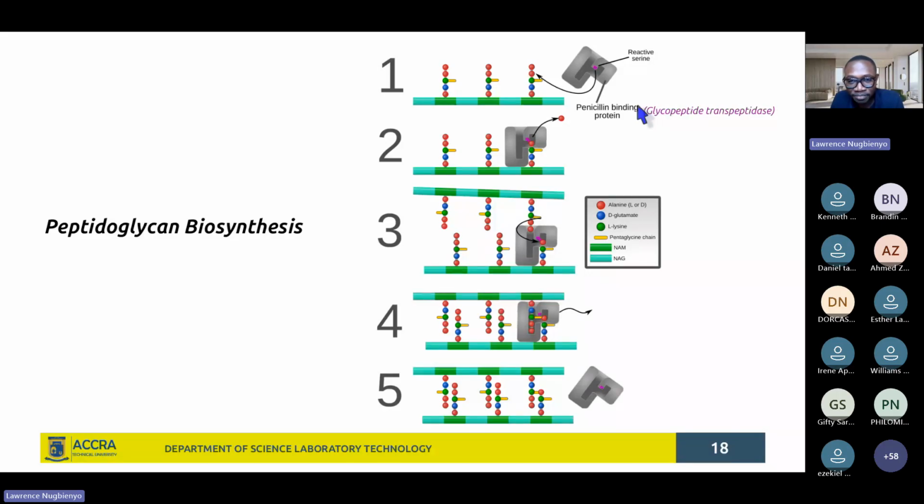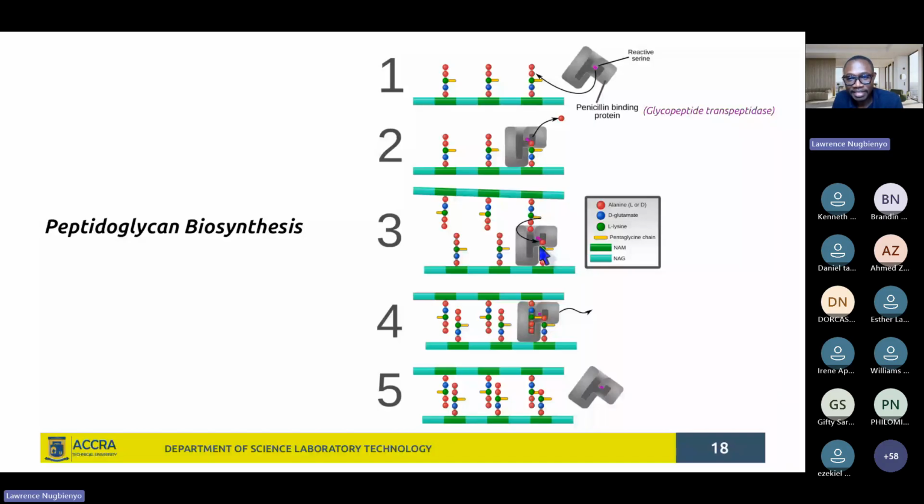So when we come to number 2, you see the enzyme glycopeptide transpeptidase comes in and binds onto one of these peptides. And what do you see? You see that that red sphere refers to alanine. That alanine is interacting with the serine in the active center.